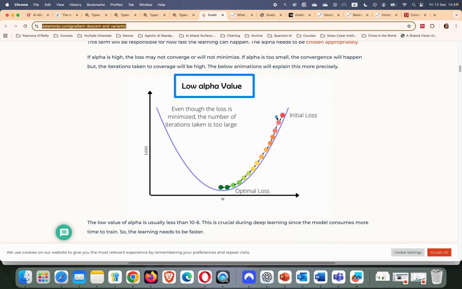So you see how many iterations you have. So you have here 1, 2, 3, 4, 5, 6, 7, 8, 9. These loads of iterations. So even though the loss is minimized, so you're going to reach this level here, the optimal, there's way too many steps. So this would take too long to train.